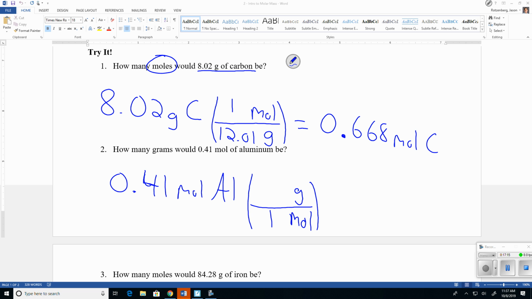Someone find aluminum. How many grams per mole is that? 26.98. Again, we can round up, we can round down in that hundredths place. So we multiply. Only 2 sig digs in this one. 11 grams of aluminum.